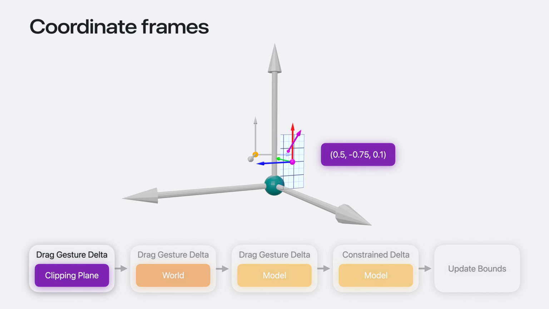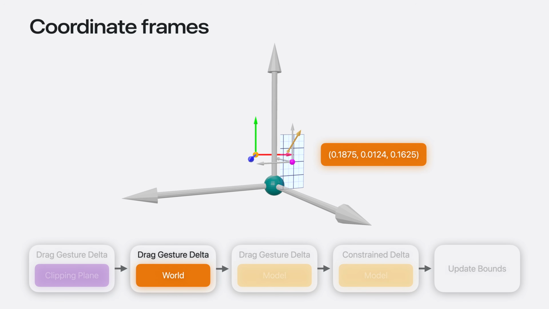The gesture is expressed in the clipping plane coordinate frame. It will look something like this. The drag delta has values 0.5, minus 0.75, and 0.1. These values are the expression of the drag delta in the clipping plane coordinate frame. The task is to change the expression of this vector to the model coordinate frame. The drag delta vector is transformed from the clipping plane coordinate frame into the world coordinate frame. Keep in mind, the vector hasn't changed, only the coordinate frame the vector is represented in. Since clipping plane and world are not the same coordinate frame, the numbers change. It's the same vector, just a different representation.